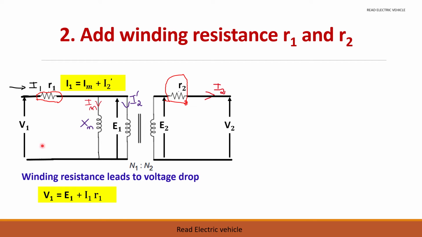So here, once you include this resistance, though it is a very small value, V1 is not always equal to E1. So V1 will be equal to this drop plus E1.